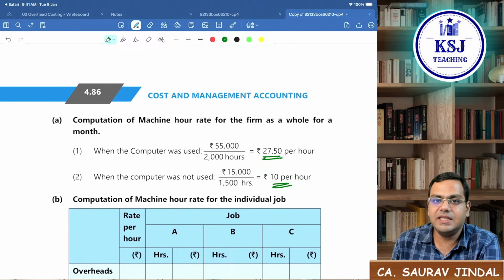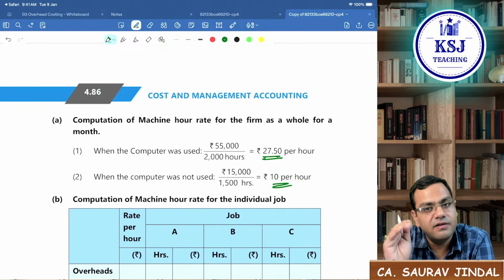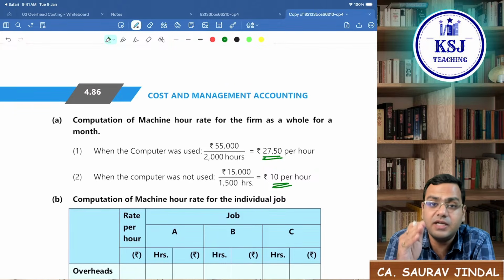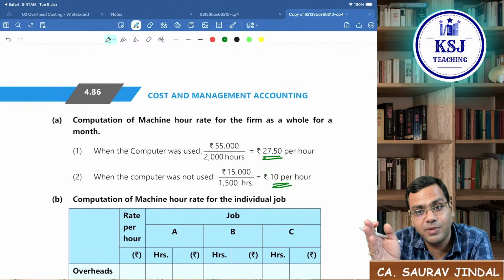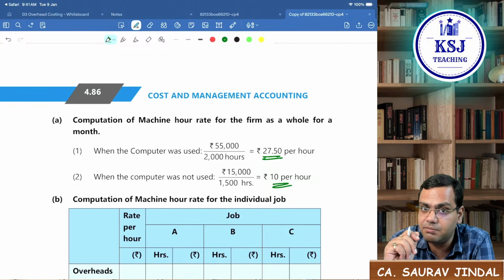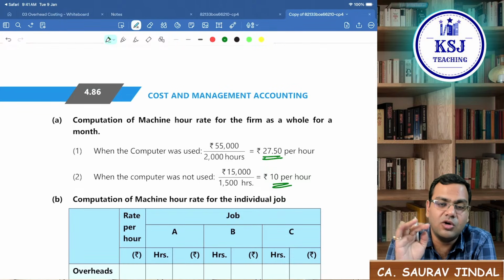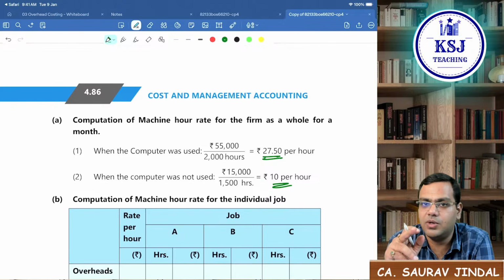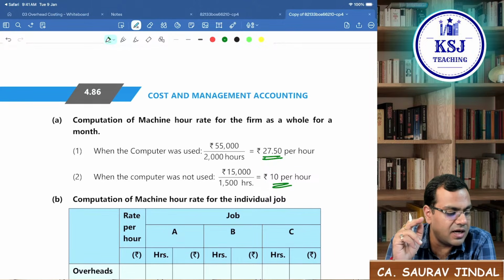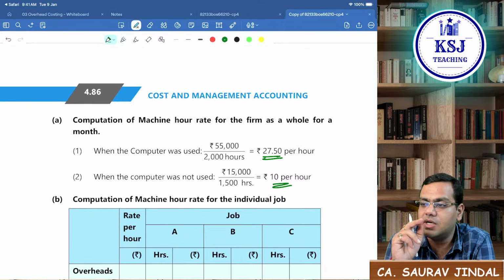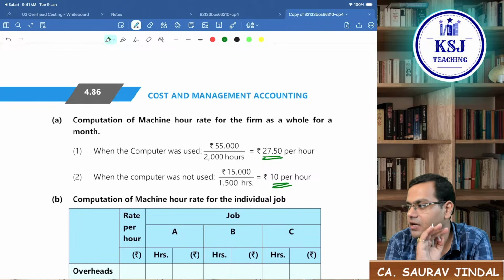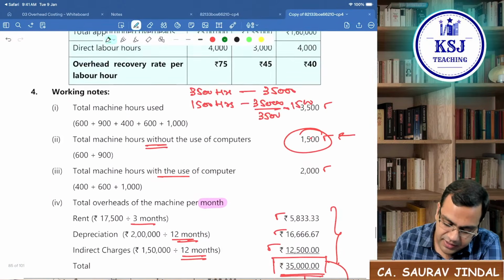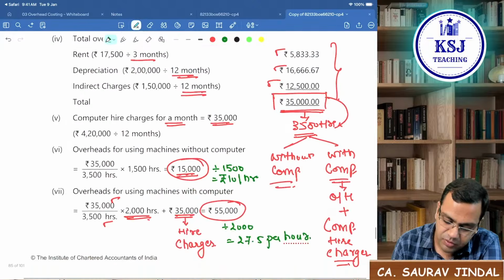So basically they were asking for the machine hour rate without computer and the machine hour rate with computer. So we calculated the overheads without computer divided by machine hours without computer. Then we calculated the overheads with computer divided by the hours with computer. Right? In the overheads with the computer, please do not forget to take the hire charges. Is this much part clear? Is the first part clear? Then we will move on to the second part.